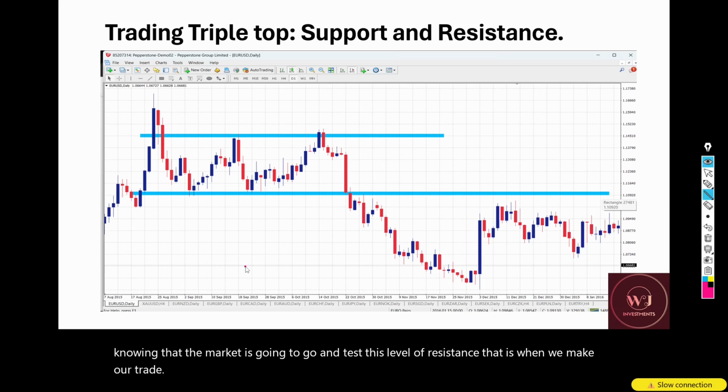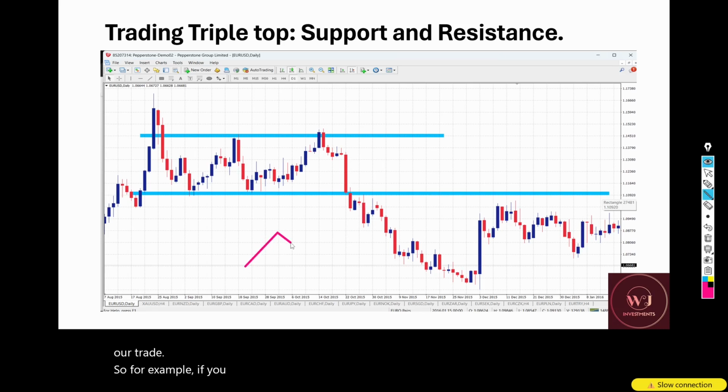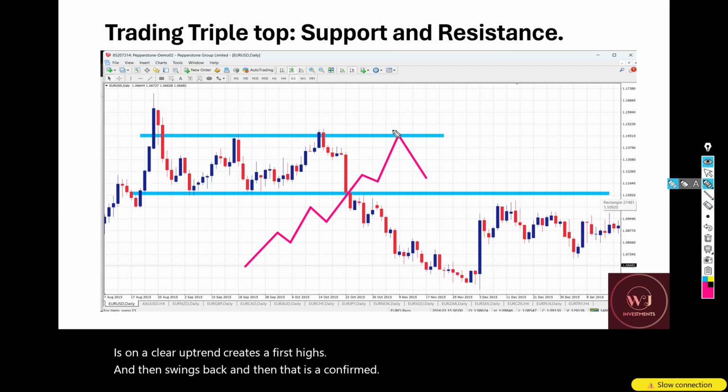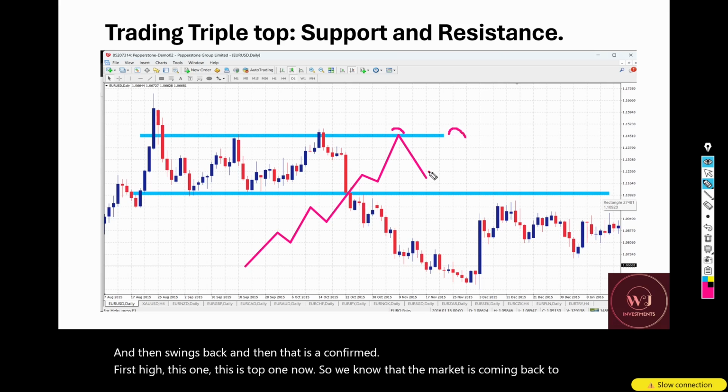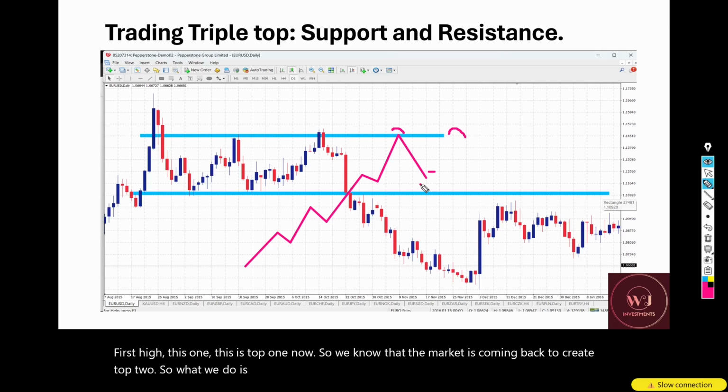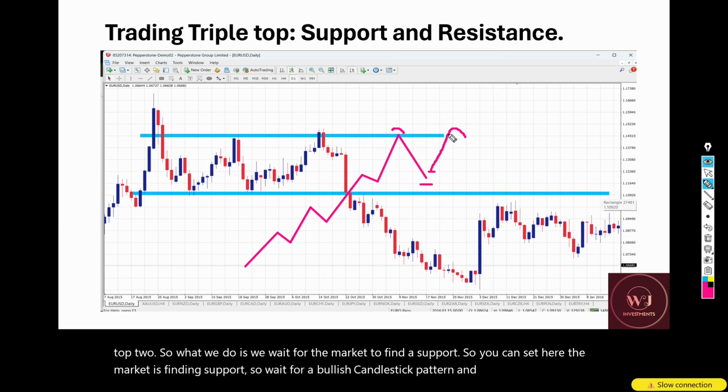So for example, if you have a market moving in this format, on a clear uptrend, it creates a first high and then swings back, and then that is a confirmed first high. This is top one now. So we know that the market is coming back to create top two. So what we do is we wait for the market to find a support. So you can see that here the market is finding support. So we wait for a bullish candlestick pattern, and then we could be able to catch a wave up.